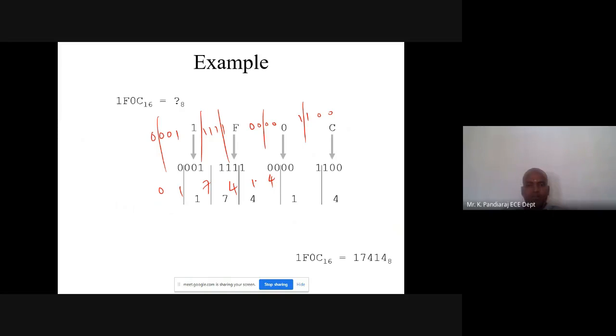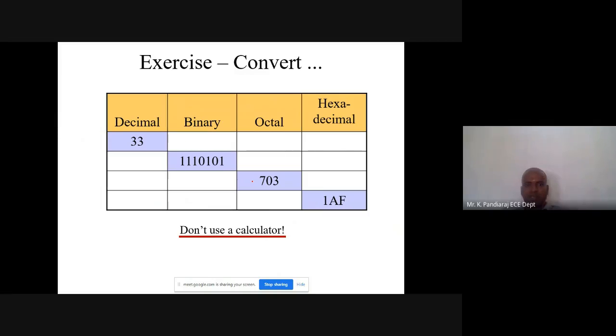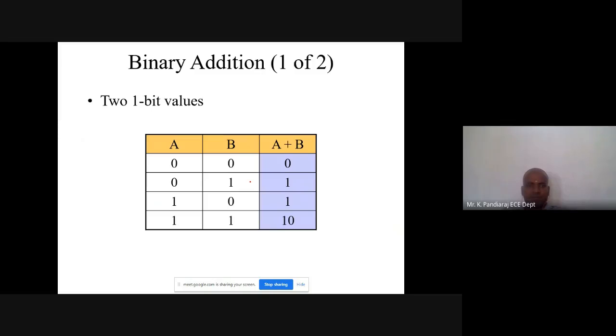Okay, right. Some exercises are given. And this is binary addition. So we know how to add two numbers. 0 plus 0 is 0, 0 plus 1 is 1, 1 plus 0 is 1, and 1 plus 1 is equal to 10. In addition, two inputs are needed. A and B are the two inputs, and the outputs are sum and carry.